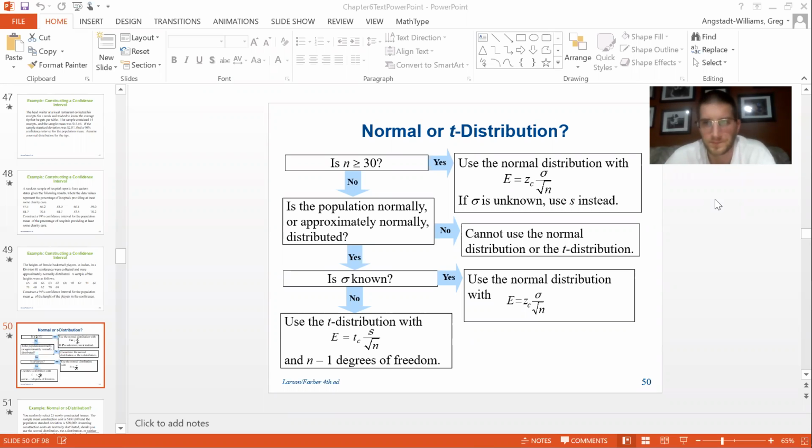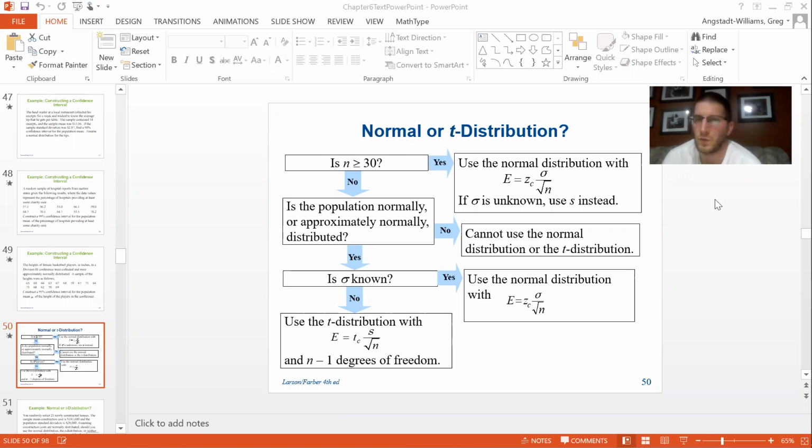So first question, when you get a distribution, is your sample size N greater than or equal to 30? If it is, you will always be using the normal distribution with Z scores. It doesn't matter whether you know sigma or S, right? They're interchangeable as long as N is greater than or equal to 30. If no, you got to ask yourself a second question.